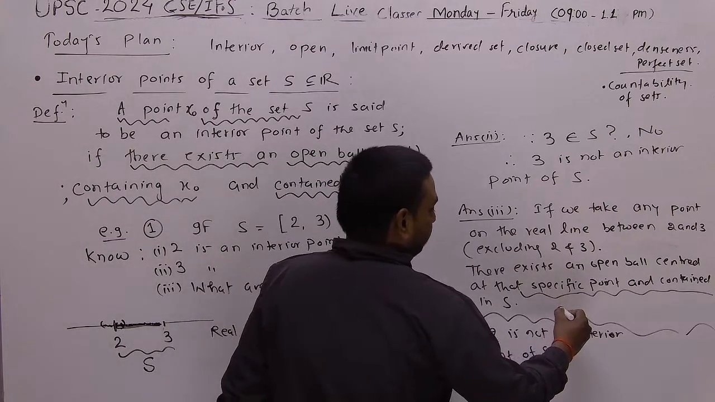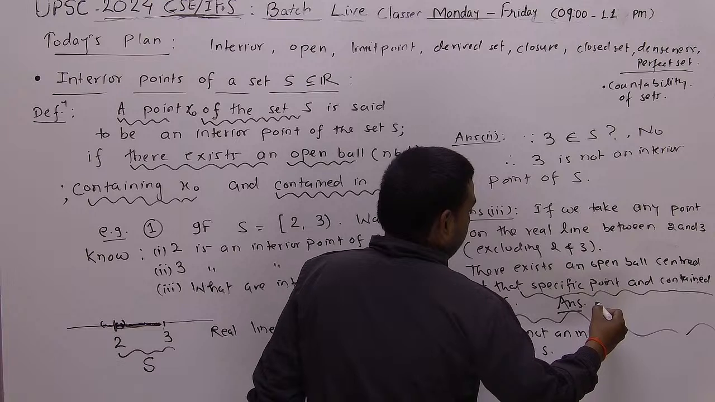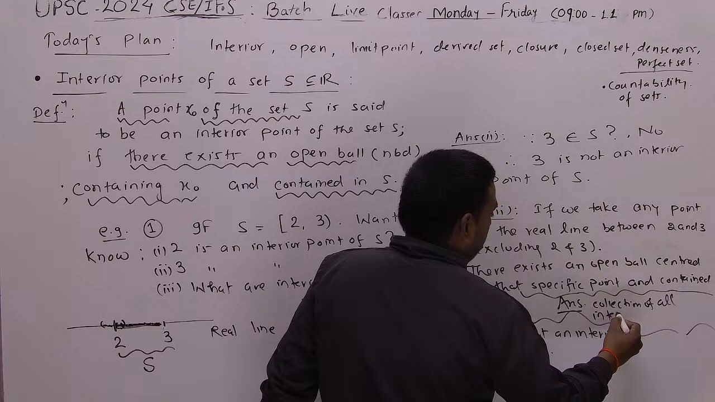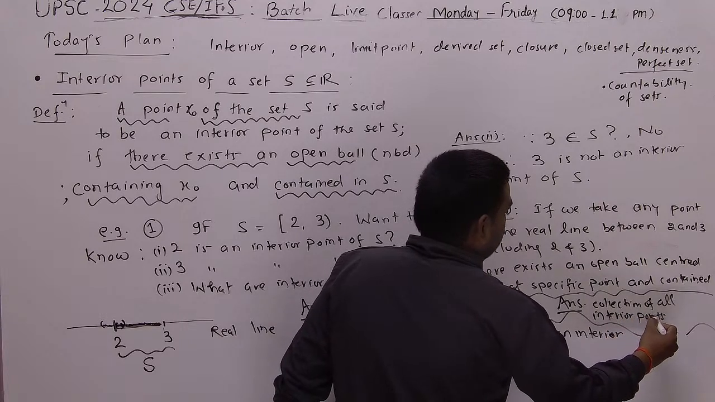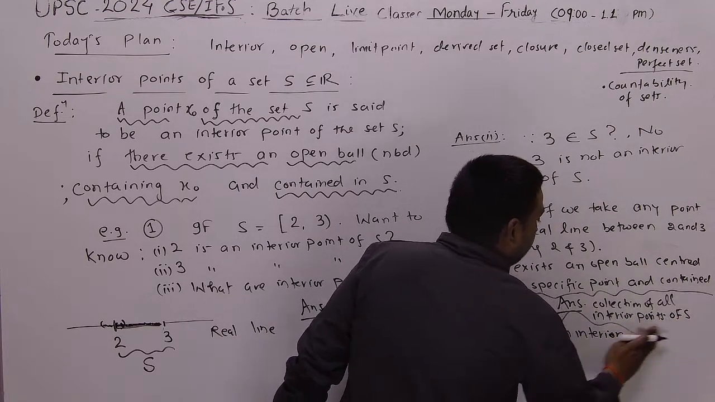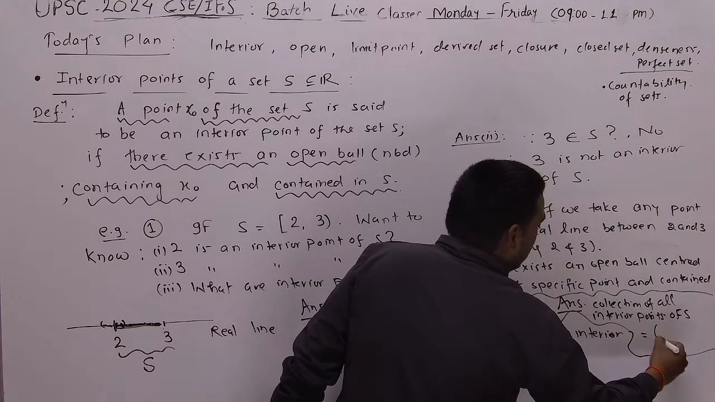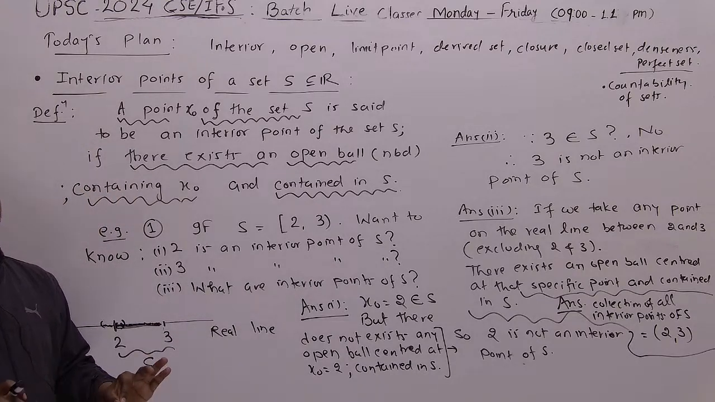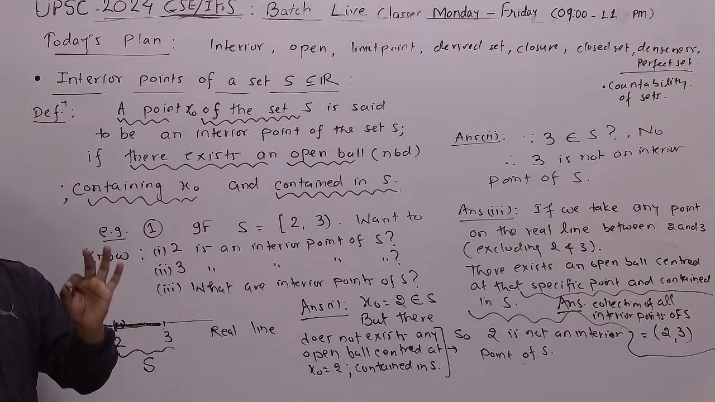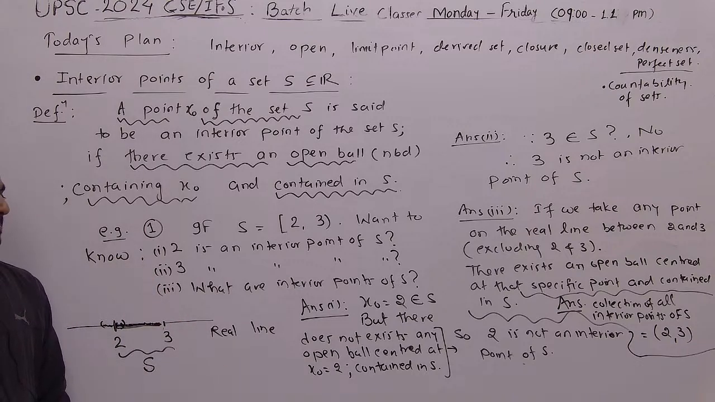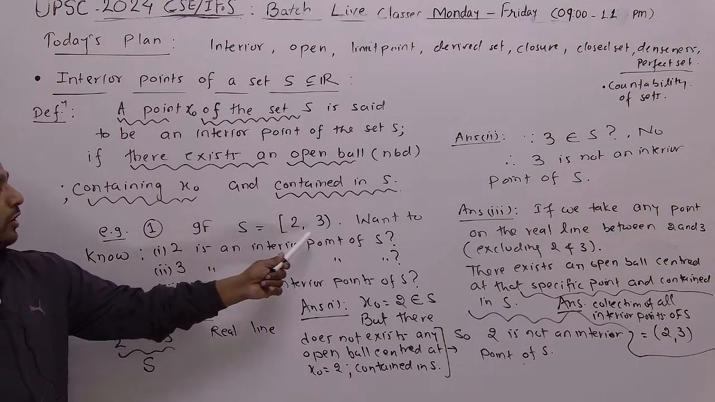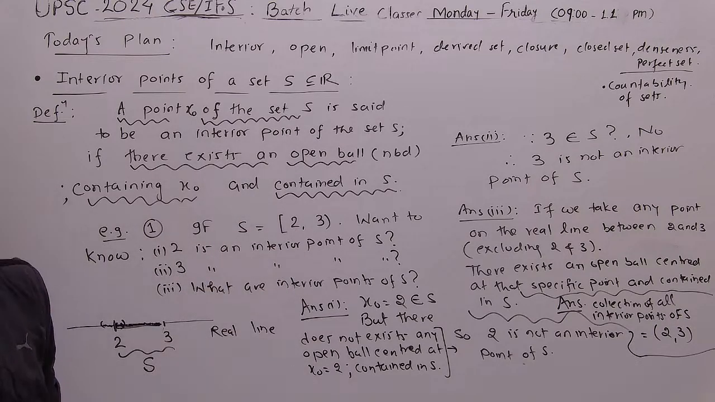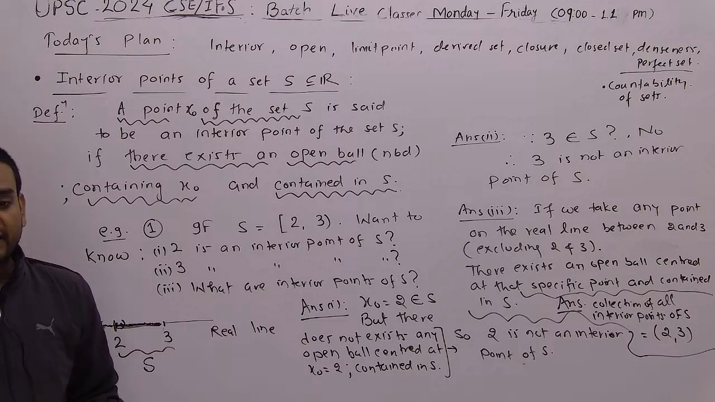So what will be the answer? The collection of all interior points of S will be equal to the open interval (2, 3). If you have any single doubt, you can ask. So all interior points of this set will be the open interval (2, 3). Please write down properly, and if you have any doubt, you can ask.